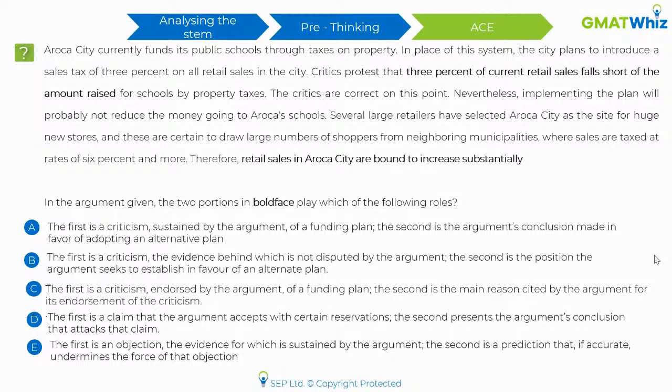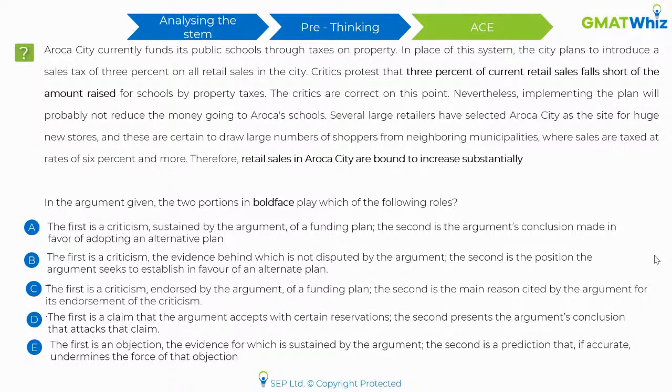The first is a criticism. Now, I wait here and I tell myself, okay, is the first one a criticism? Yes, it is. So this part is true. This part is correct so far. Sustained by the argument. Sustained means it is something that is acknowledged by the argument as true. Okay, so far so good. So the first is a criticism agreed on by the argument of a funding plan. So far it's true. Yes, the first is a criticism.